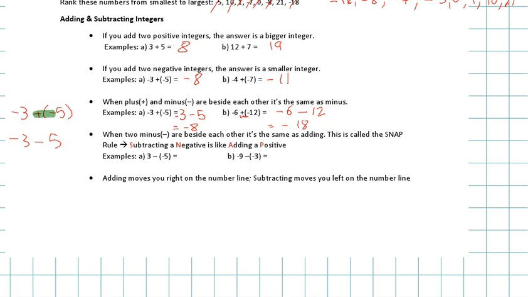If I have this, this is not the same as this. They're not the same. This one I'm starting at 3 and I'm subtracting negative 5. So it's the same thing as saying I'm starting at 3 and I'm adding 5. I'm adding 5 to the 3. So it's 8.